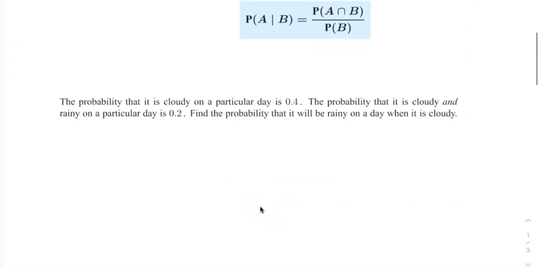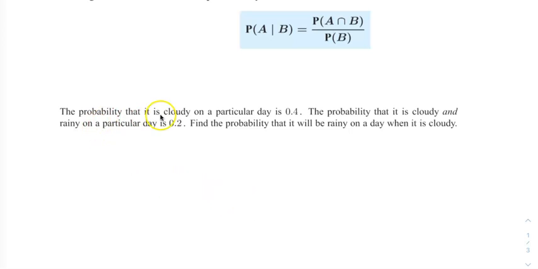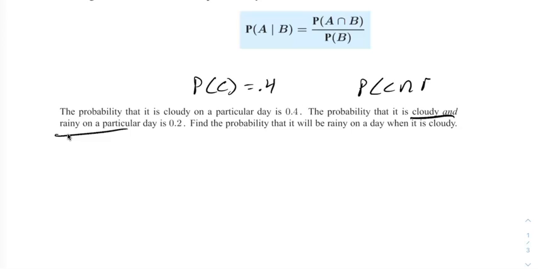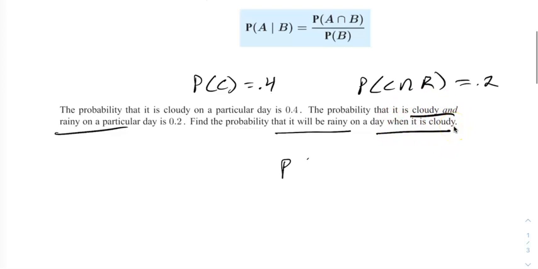So let's do an example real quick. The probability that it is cloudy on a particular day is 0.4. So probability cloudy is 0.4. The probability that it is cloudy and rainy is 0.2. So probability cloudy and rainy is 0.2. Find the probability that it will be rainy on a day when it is cloudy. So right here, we have information we know. We know it's cloudy. So probability of rainy given that it is cloudy.